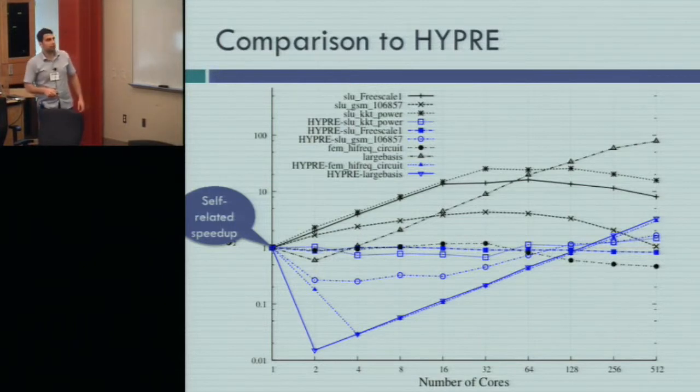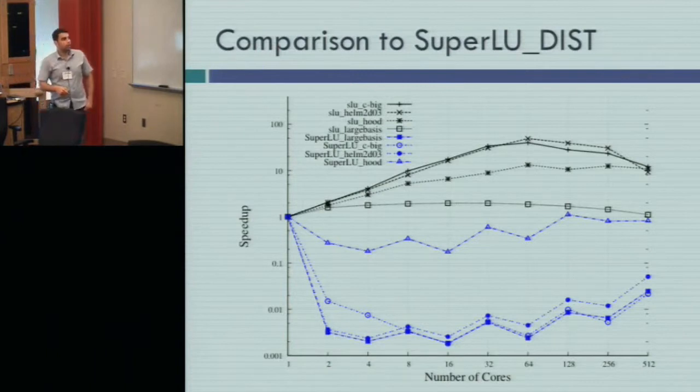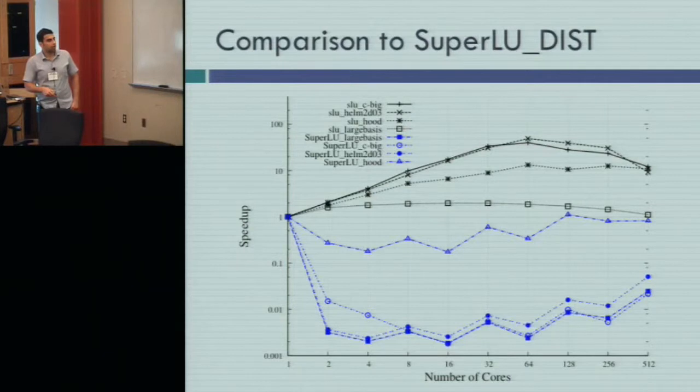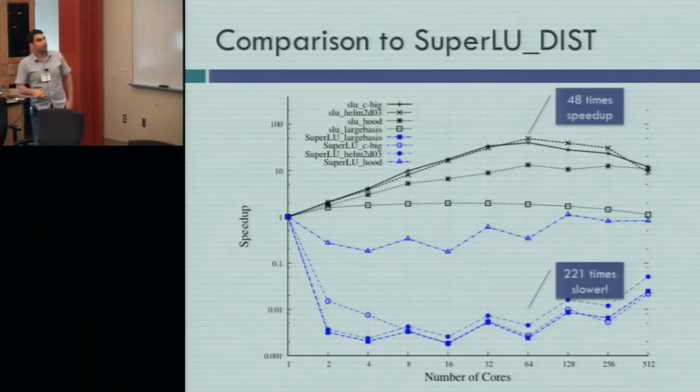So this is the comparison of our algorithm to SuperLU. This is still self-related speed up. However, SuperLU's sequential running on one processor, the same code, is very slow compared to ours. So this is actually a very optimistic comparison here. SuperLU is very slow here, up to like 100 times slower than sequential, even comparing to its own sequential, even though we can capture very good parallelism. For instance, here, SuperLU for this matrix is 221 times slower than sequential, while we get 48 times speed up. So there's a huge difference.